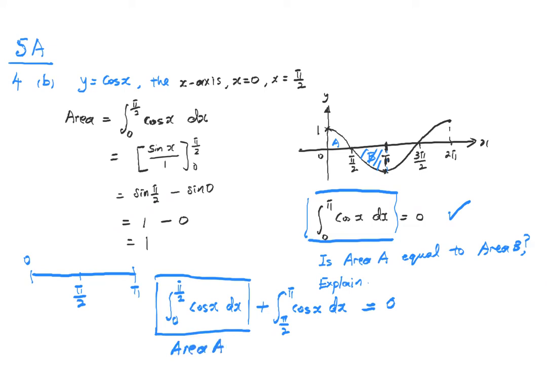Right? But this one doesn't represent area B. It represents what? Negative area B. Because area B is below the x-axis, so it will give a negative value. You don't have to explain to the examiner. You just need to write down like that, it will be fair enough. Equal to 0. So what is my final conclusion? Area A equal to area B. So I have explained already.